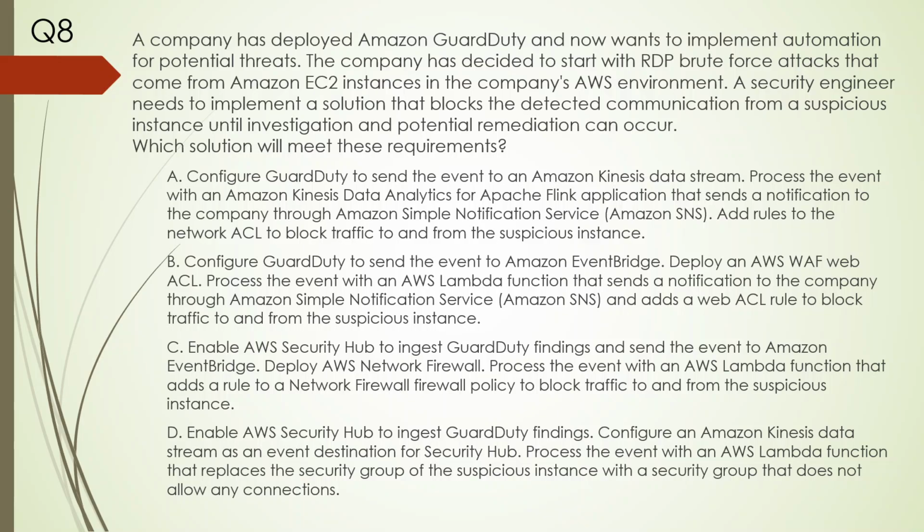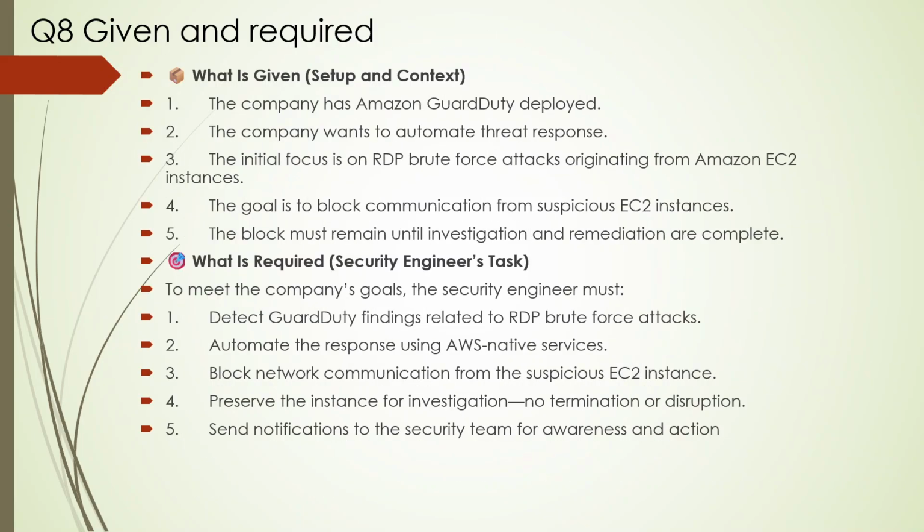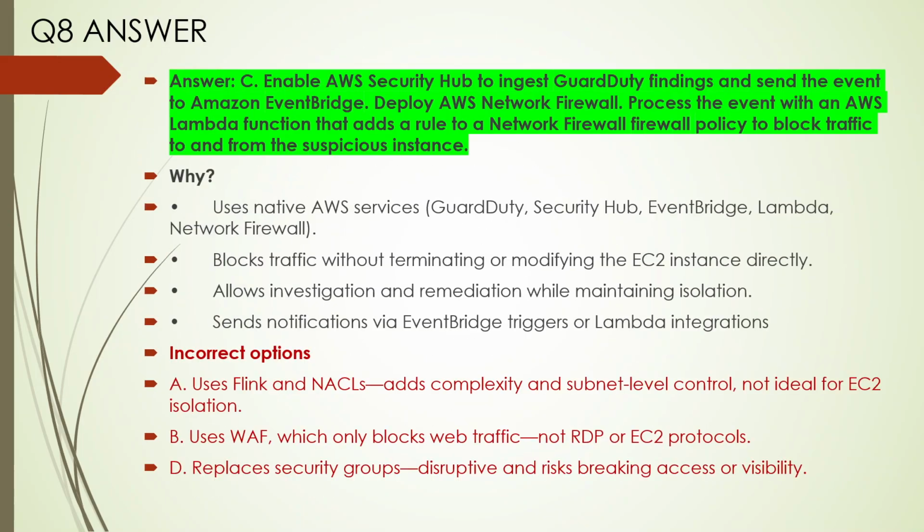So Kinesis is used for streaming, right? So I think we will be using Kinesis for this one. The correct answer is C. Oh, we're not using Amazon Kinesis for this one. Enable AWS Security Hub to ingest GuardDuty findings and send the event to Amazon EventBridge. Deploy AWS Network Firewall. Process the event with an AWS Lambda function that adds a rule to the network firewall policy to block traffic to and from the suspicious instance.